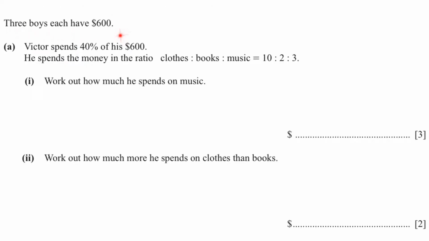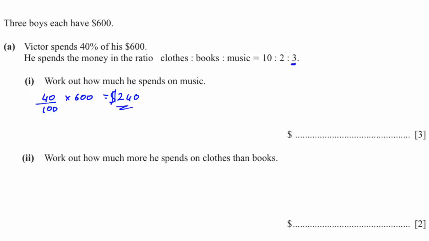3 boys each have $600. Victor spends 40% of his $600 and he spends the money in the ratio clothes, books, music 10:2:3. Work out how much he spends on music. Before you find that, you will have to find the amount he spends. He spends 40%. Whenever percentage is given, you divide by 100. Of means multiply 600. This will give us $240.